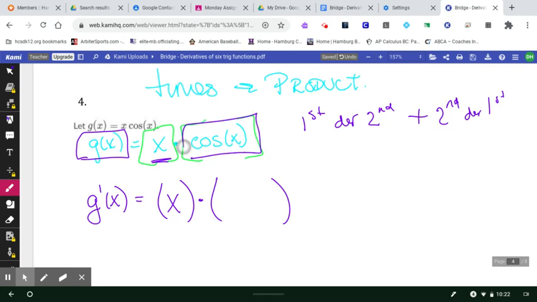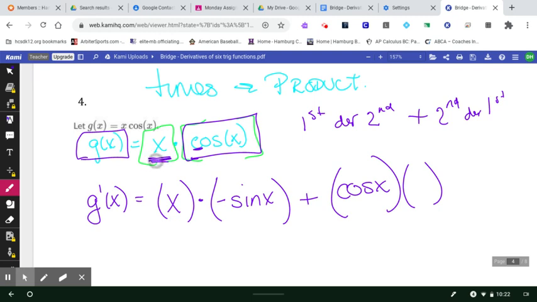So the derivative of cosine, it starts with a c, so we know it's negative, negative sine of x, plus the second, which is cosine of x, times the derivative of the first. The derivative of x, which is linear, is just 1, because obviously there's a 1 in front of there.